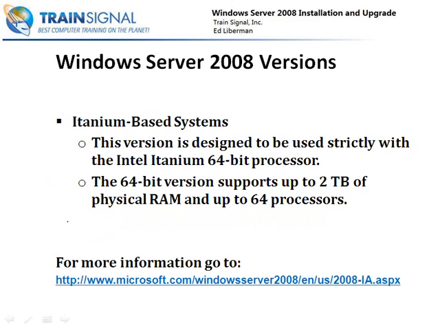The last version here is a version that's great for Itanium-based systems. It is designed to be used strictly with the Intel Itanium 64-bit processing systems. You can't veer away from that. This is a specialized 64-bit processor that's more advanced than the regular 64-bit processors that are out there. One quick note: because it is a specific 64-bit processor, there's no 32-bit version. There's only the 64-bit version, and it does support up to 2 terabytes of RAM and up to 64 processors, just like your Data Center 64-bit version does as well.